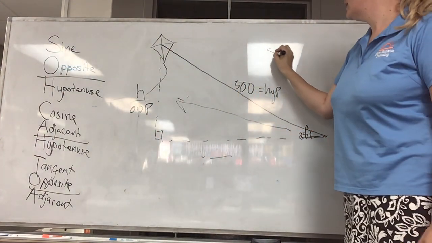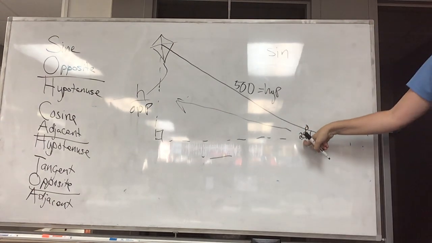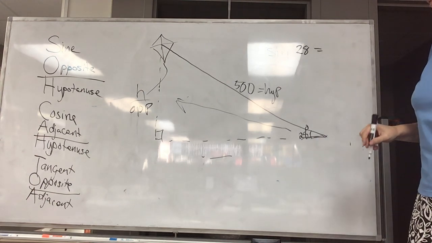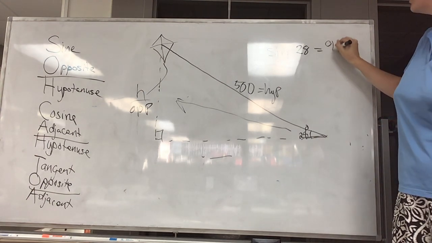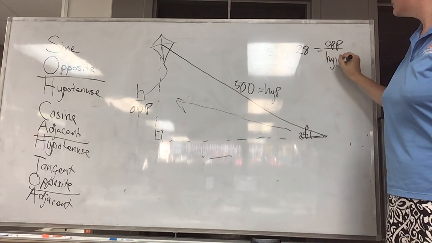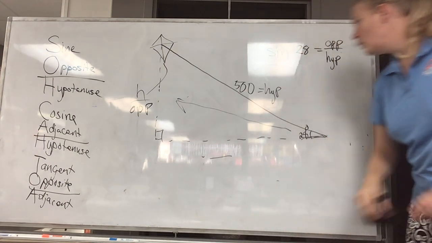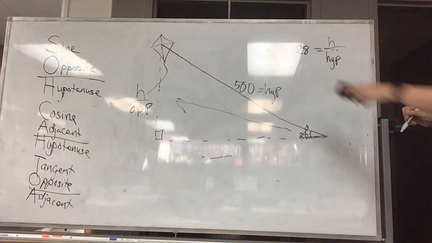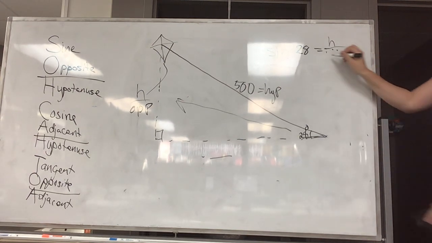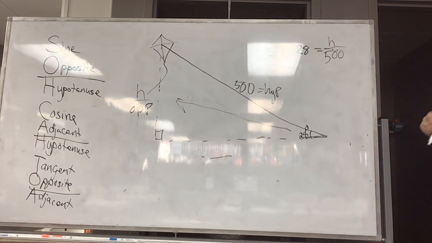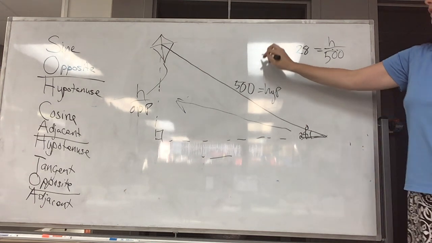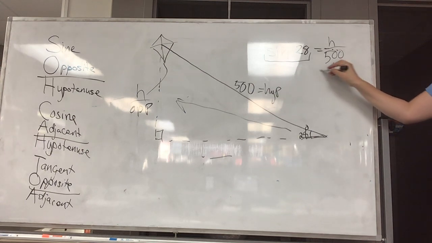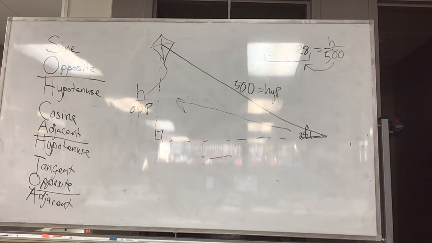So, we're going to have the sine of our angle, 28, is equal to opposite over hypotenuse. Our opposite, we said, was our variable h. Our hypotenuse is the 500. And so this one, again, calculator work to find the sine of 28, and then multiply that times the 500.